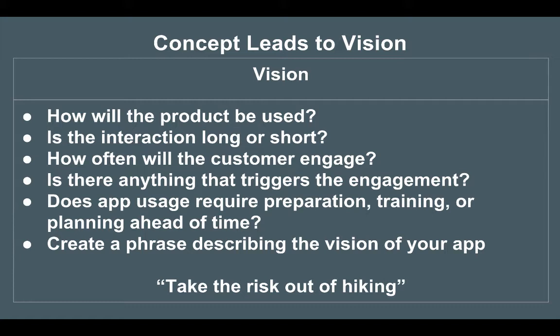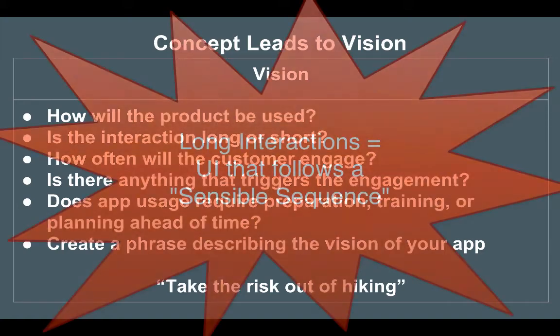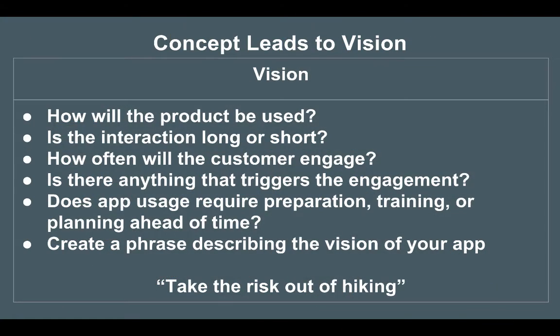If the interaction requires more time, you want to be able to determine how long that interaction will be. For example, a photo editing app may require the user to focus on a task for a few minutes. In those few minutes, you want to present the necessary options to the user in a sensible sequence. How often customers engage will most likely be determined by content changes and/or updates made within the app.